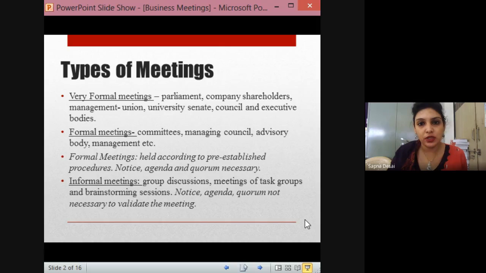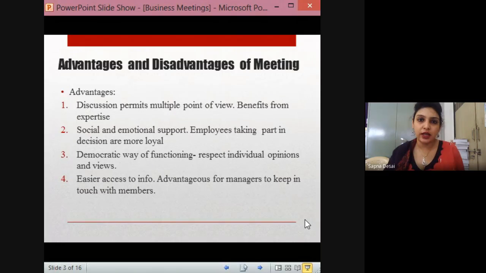Basically the meetings are of two types: formal meeting and informal meeting. A formal meeting requires strict procedures of notice, agenda, minutes of the meeting, quorum, all these formalities. But when it's a simple brainstorming session between employees, all these formalities are done away with. They do not require notice and agenda and all these things. I hope you all are clear. Now we will see the advantages and disadvantages of a meeting.